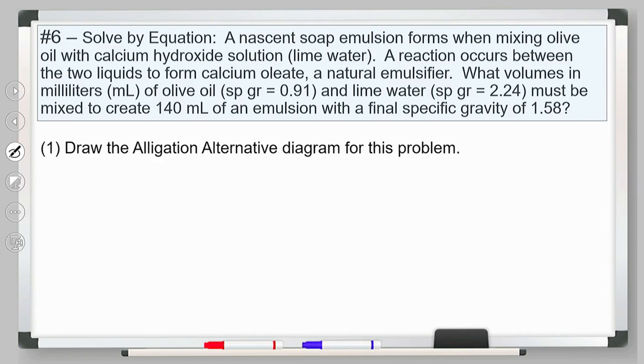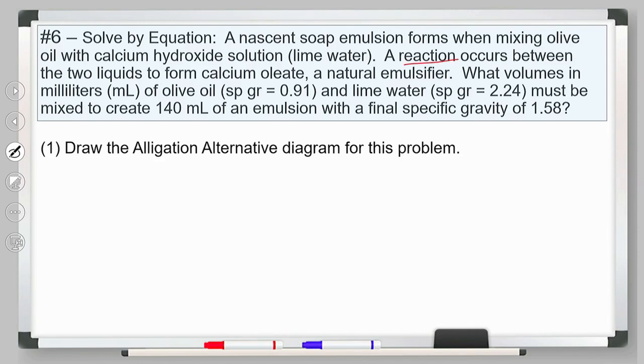It says a nascent soap emulsion forms when mixing olive oil with calcium hydroxide, which is known as lime water. So lime water and olive oil, you mix those together and you shake them up really good. One's an oil and one's a water. Do oil and water mix? Not by themselves, but what can you add to oil and water to make them mix? An emulsifier. So the calcium in the calcium hydroxide reacts with the oleic acid in olive oil, forming calcium oleate, which is a natural emulsifier. So with this special combo, olive oil and lime water, you shake it up and it forms a nice emulsion, because of that formed emulsifier.